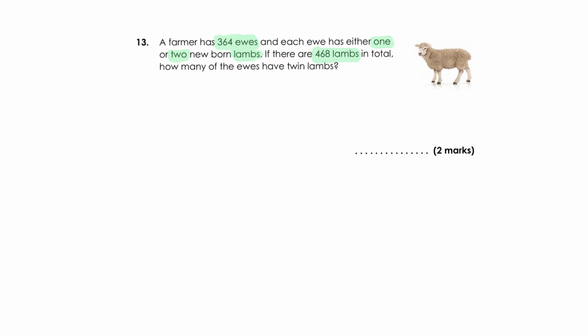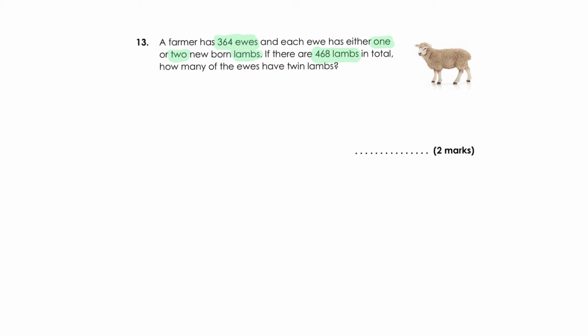As someone that's got twins myself, this is an interesting question. 364 ewes and 468 lambs. So therefore, there must have been at least a few that had twin lambs. So how do I do this? Questions like this pop up quite often, where they give you an option of one or two or sometimes even three. The way we would suggest you start this off is by starting with the minimum amount.